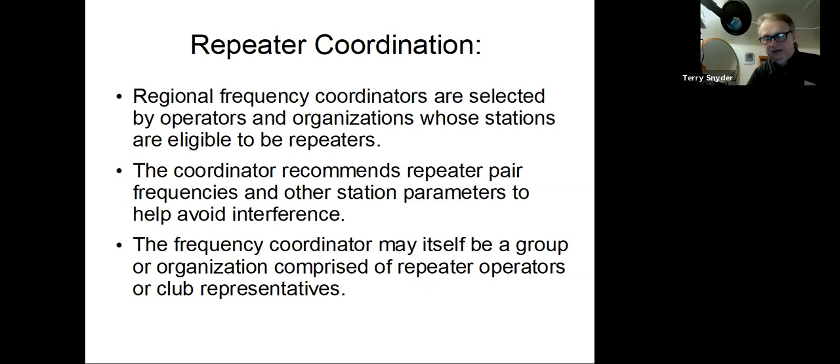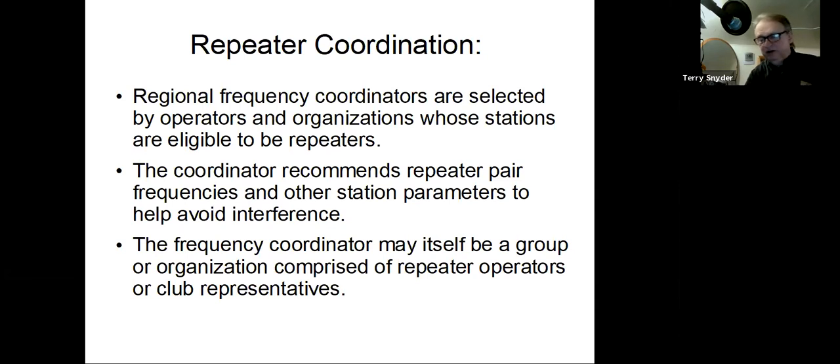And then when I get into ham radio, that's why they are there, because there was so much confusion and everybody's putting repeaters up in pairs that didn't exist, that we don't see anymore. And they decide to coordinate them. They come up with a band plan, and then there's regional coordinators that actually select the repeaters. The regional frequency coordinators are selected by the operators and organizations whose stations are eligible to be repeaters.